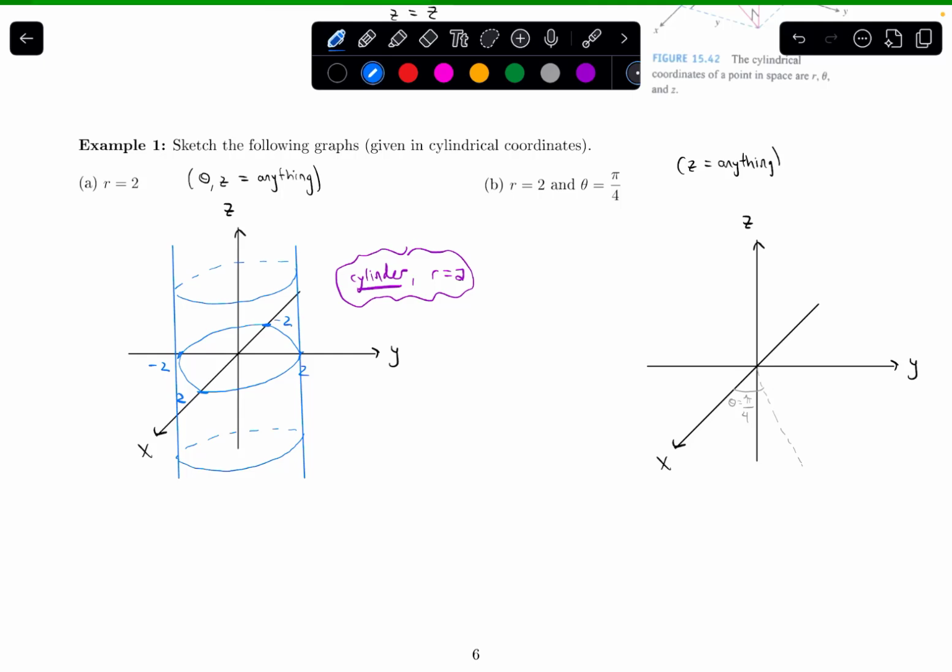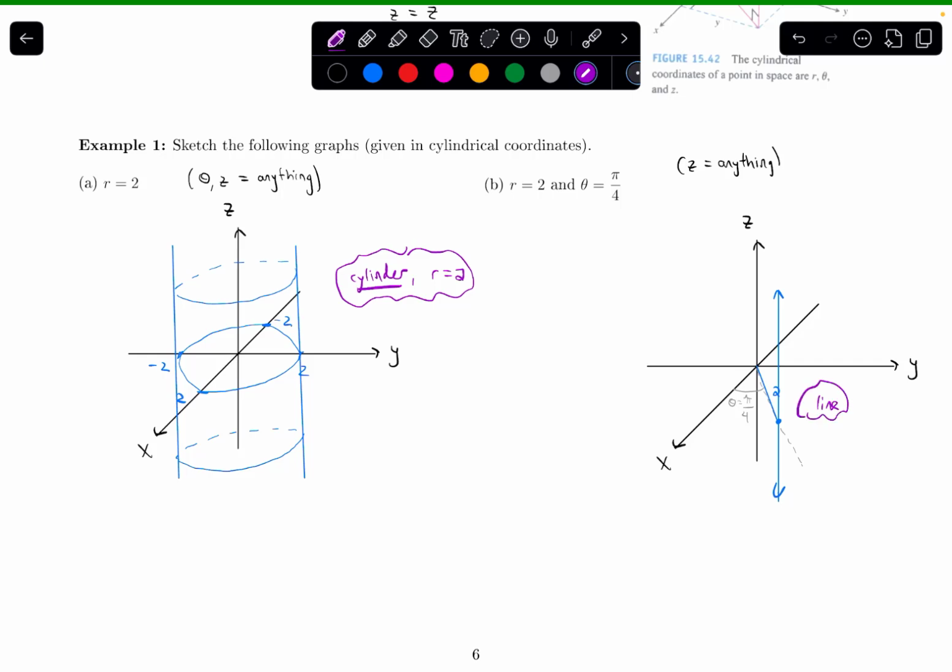So if I go that distance, maybe that'll put me somewhere here, and that's a distance of 2. The fact that z can be anything means from that point, I could go as low as I want, far down, and as high as I want, up. So that creates a line. This is the graph of a line now.